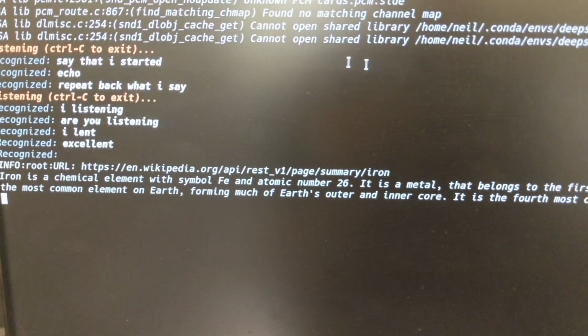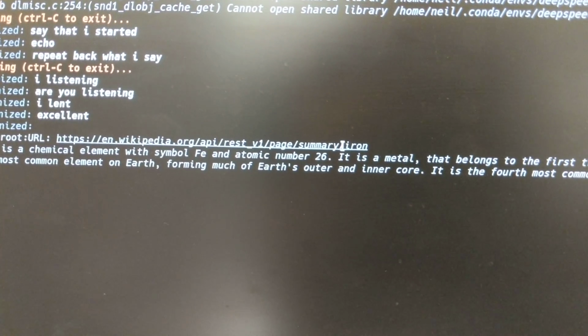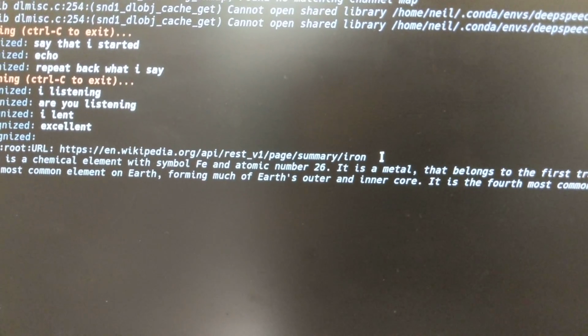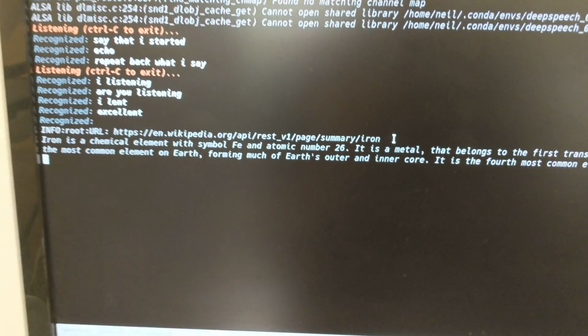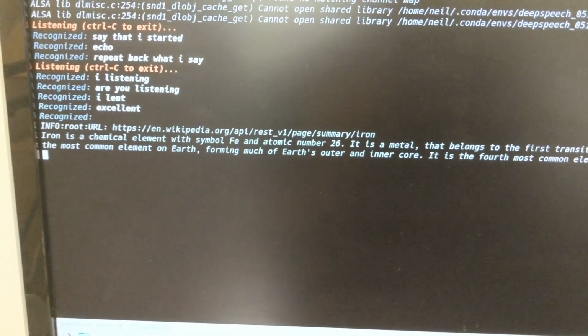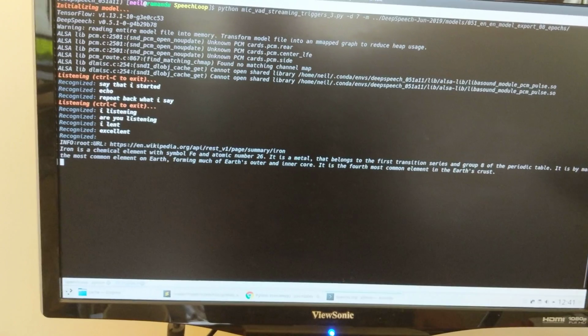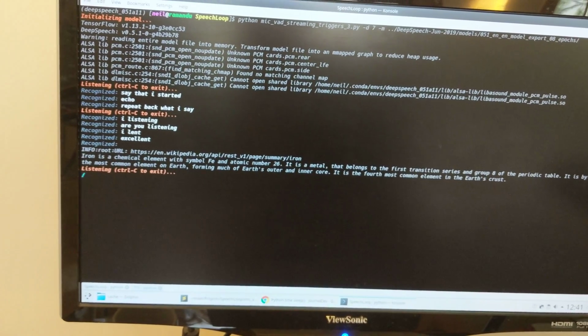Okay, so basically what it's done here is it's actually heard that I said, tell me about, and then everything after that word, tell me about, is the search term. So in this case, it looked for iron. I'd also looked this one up before to make sure it works, and so that's why the speech response was quite quick. It didn't have to synthesize all that text, but it's not bad, actually.